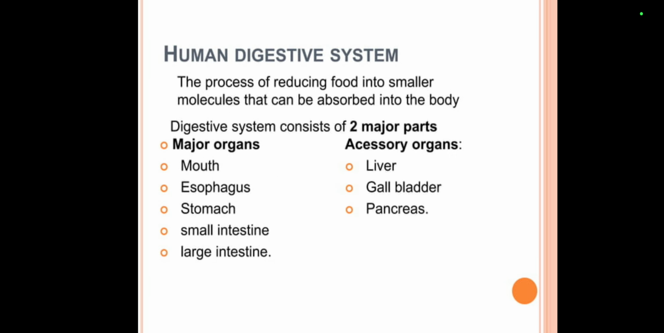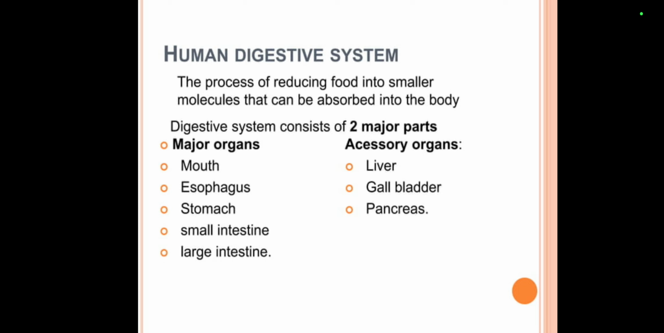So moving forward, of course, in any introduction for a topic, we have to explain the function or the definition of the digestive system. Literally, it is just a process of reducing food into smaller molecules that can be absorbed into the body. In an easy way, it can be connected with the word digestion. If the respiratory system has the function of respiration, here in the digestive system the main function is digestion.